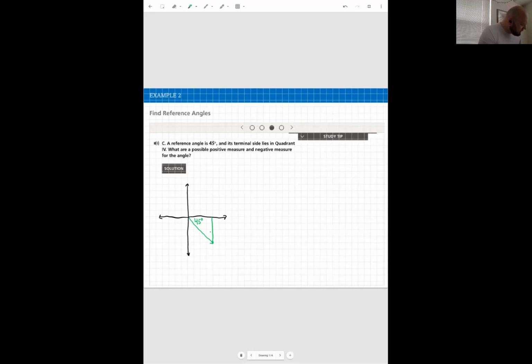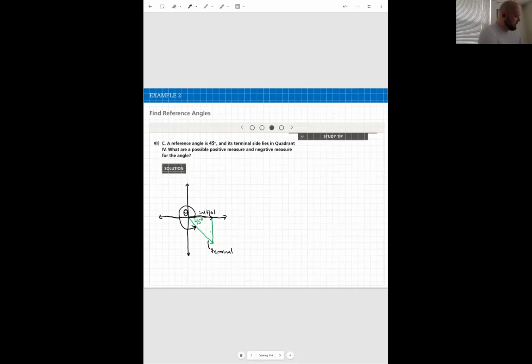Let me change colors for this so we don't get too confused. This right here is your terminal side. And remember, always your initial side has to be the x-axis. Okay, so the question is what? So let me draw my angle also. So my angle goes like that. That's theta. What are the possible positive and negative measure angles for this angle?